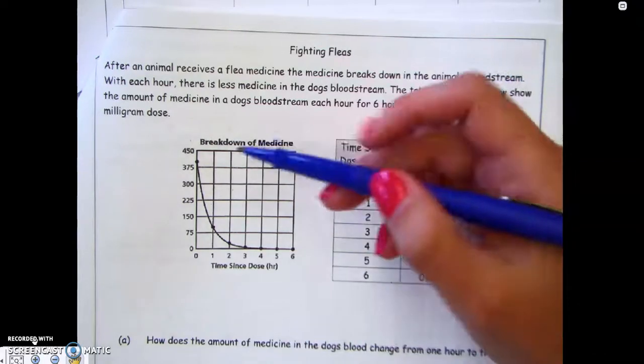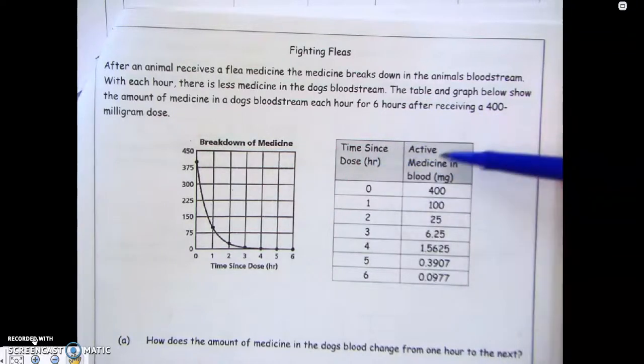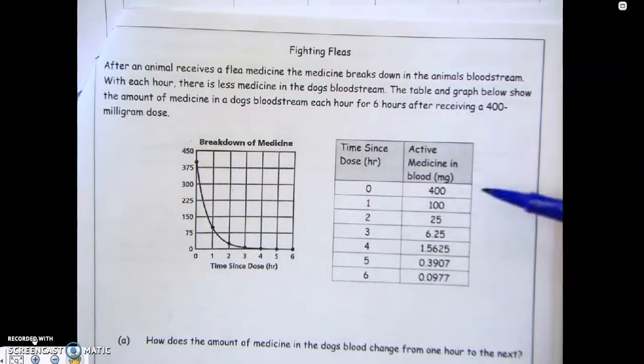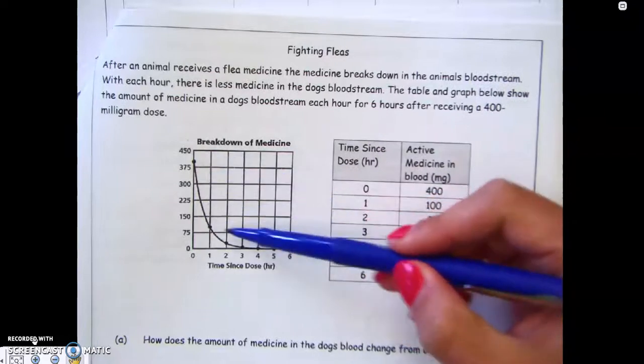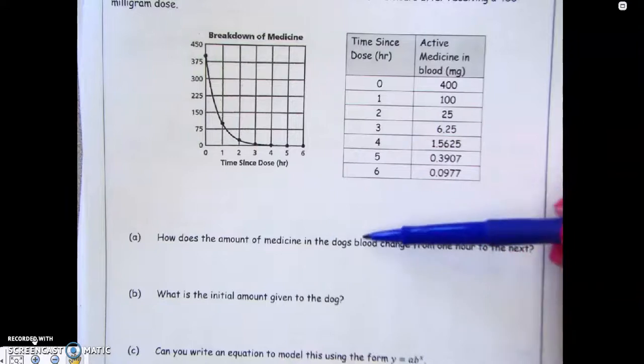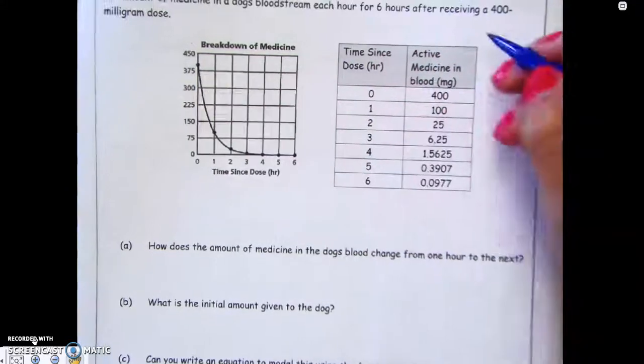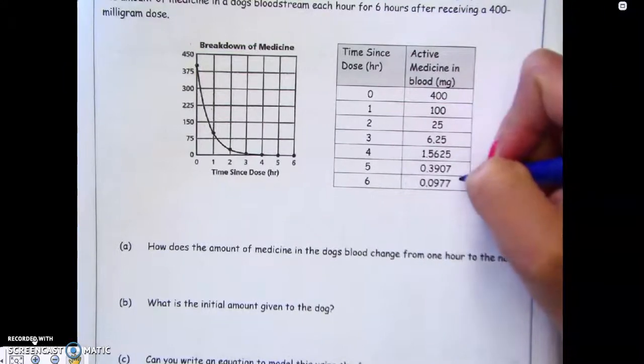So you can see the graph here, and then you see the table. So it's time since dose, and then active medicine in the blood. So they're given 400 milligrams, and then it will decrease in the blood as time goes on, obviously. So this is a decay function. Okay, so it says, how does the medicine in the dog's blood change from 1 hour to the next? So if you look here, I'm increasing by 1 here. How is this changing? That's really what I'm interested in.